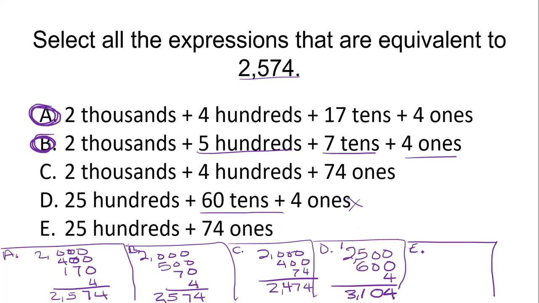How about E? Last one, 25 hundreds. Again, 25 and then 2 zeros at the end for hundreds. 74 ones. So that's 4, 7, 5, 2. 2,574. E works out, 2,574. So our answers are A, B, and E.